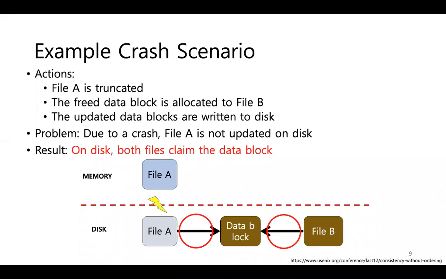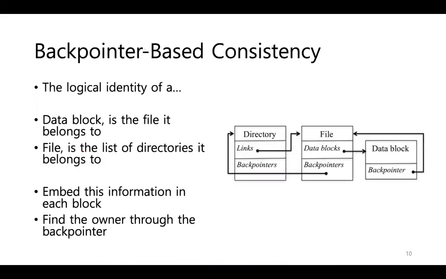So this is an example scenario we can look at, a very simple scenario to introduce what they call backpointer-based consistency. If we think about the view of the file system in terms of logical identity, we can say that the logical identity of a data block is the file it belongs to, and the logical identity of a file is the list of directories it belongs to. So if we can embed this information in each block, we can then find the owner of the block through the backpointer. And then when we have disagreements about who owns a block, as in the previous example, we can just check the backpointer as the final source to make a decision.